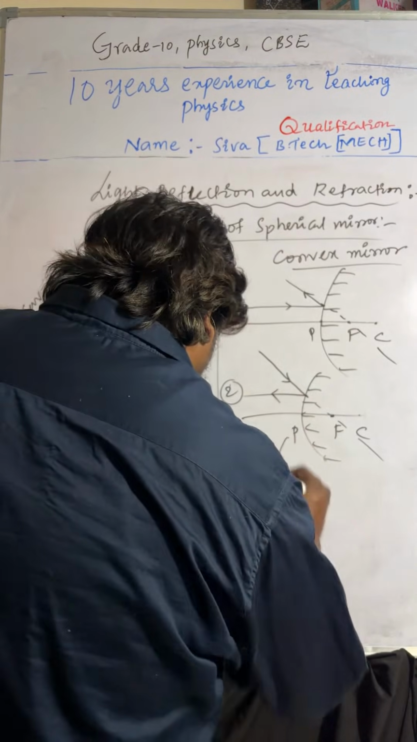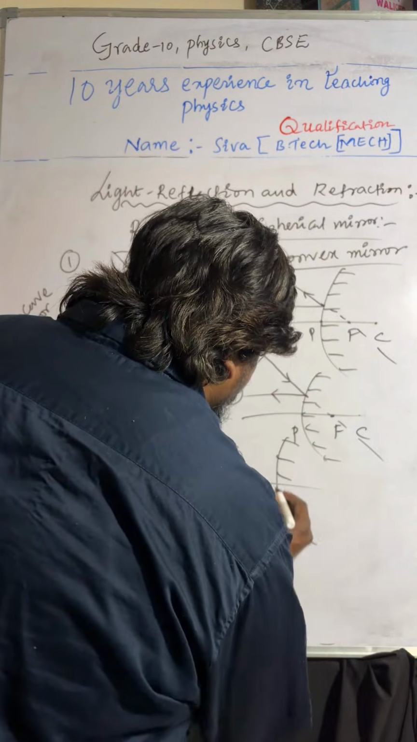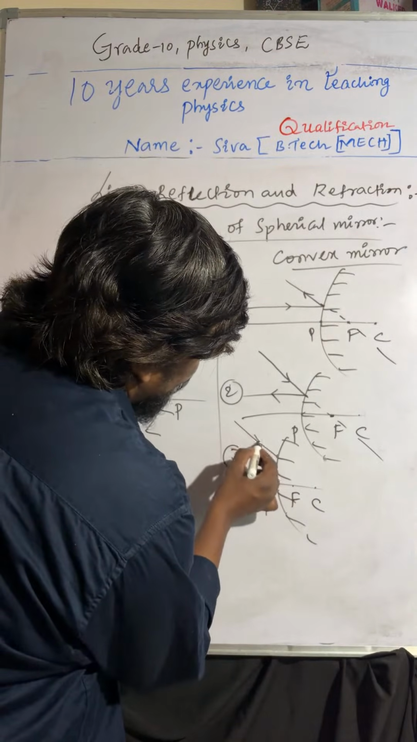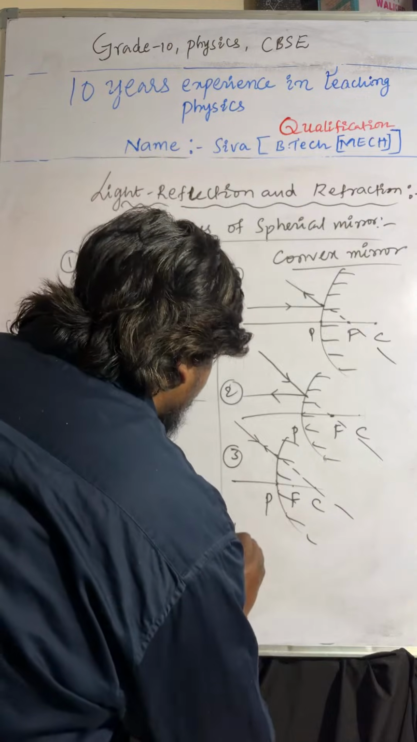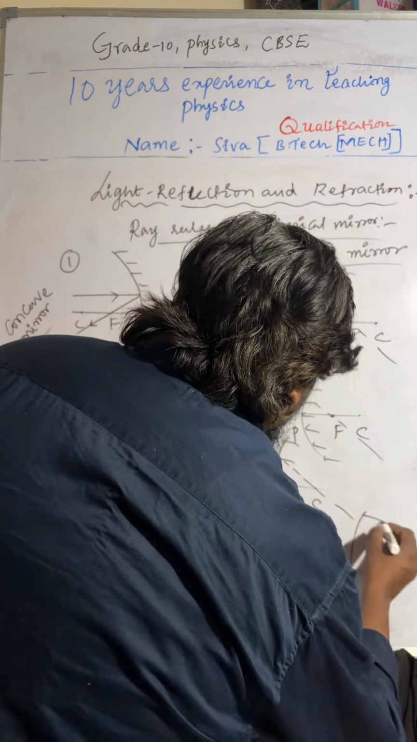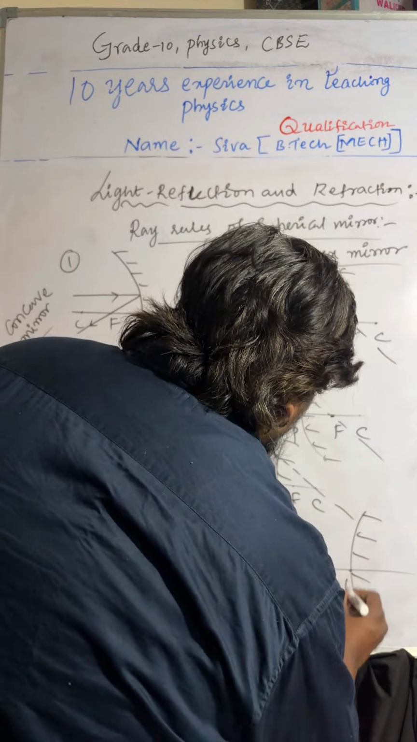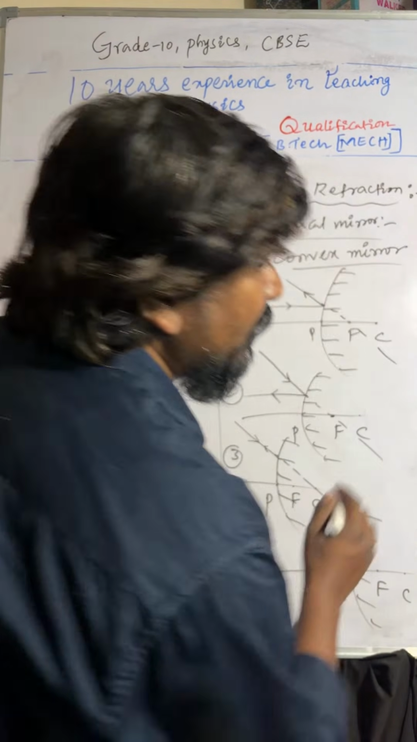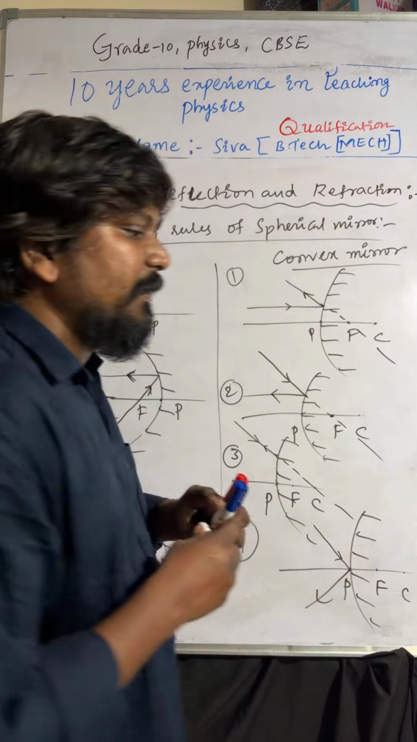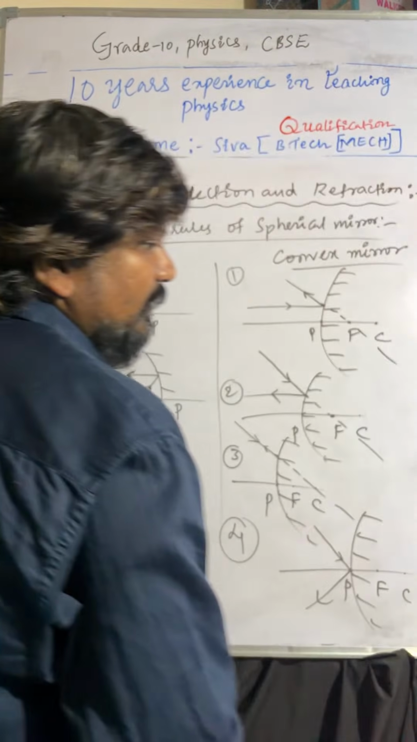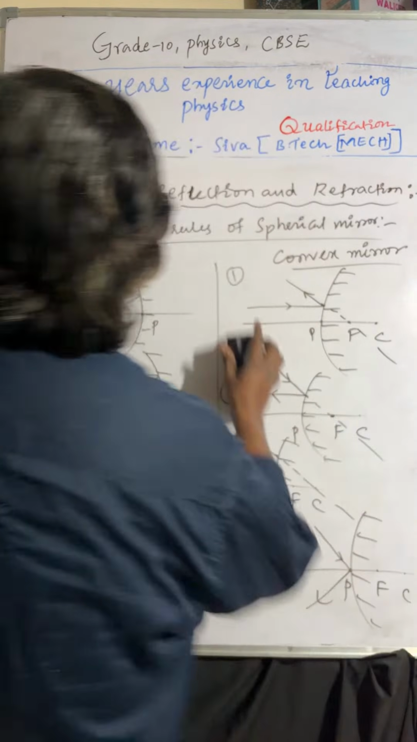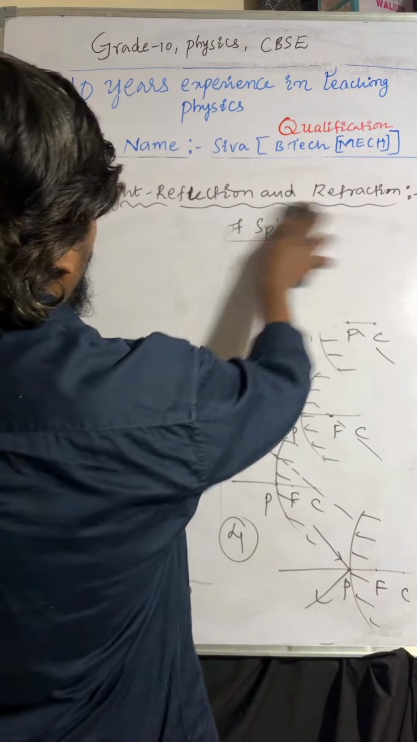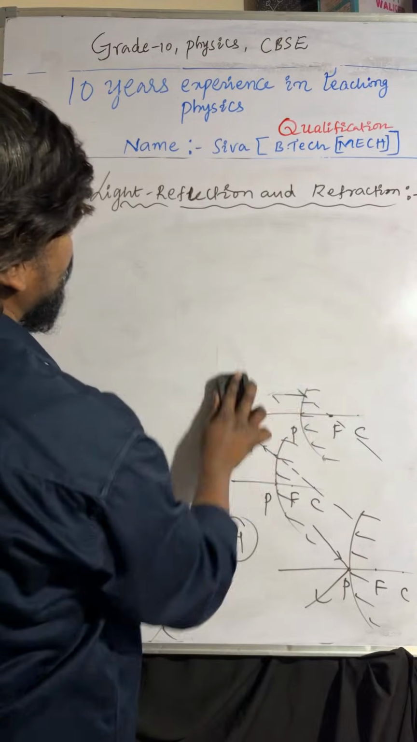And coming to the third one, the light ray is passing through the center of curvature, so it retraces its path. And coming to the fourth one, this is the pole, focus, center of curvature. The light ray is incident at the pole, so it reflects back. I hope these are clear. So understood? These are the ray rules. Next we will discuss image formations of concave mirror and convex mirror, that is about spherical mirrors.